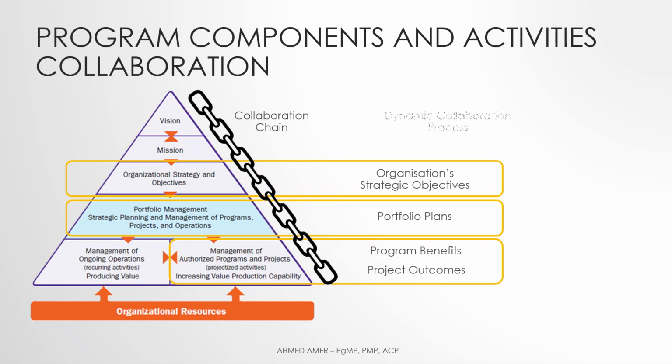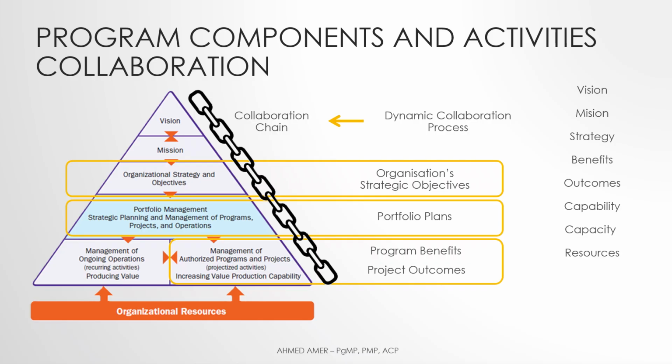Achieving this requires a dynamic collaboration process. This process integrates the organization's vision, mission, and strategy with the program's targeted benefits and outcomes. It also accounts for the necessary capabilities, capacity, resources, pace, and partnerships essential for the success of the program and its components.